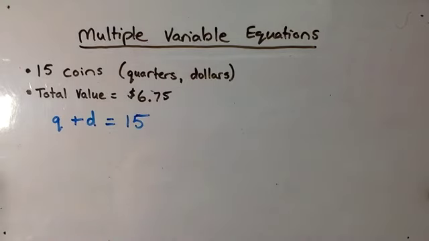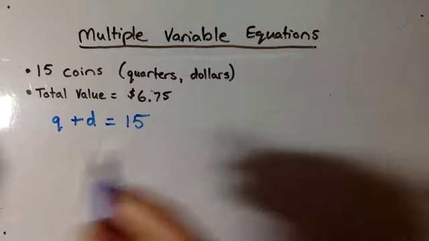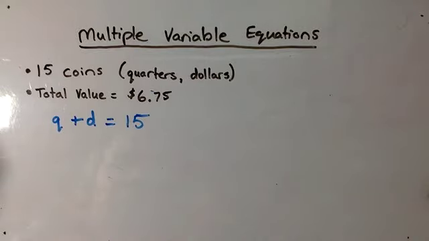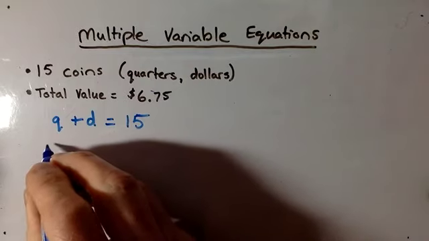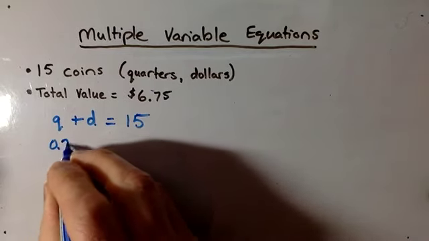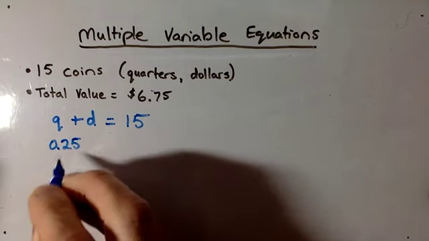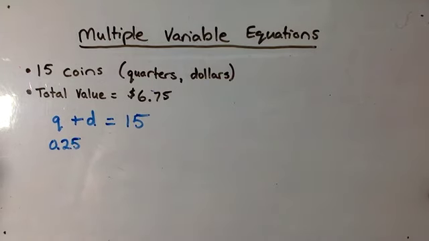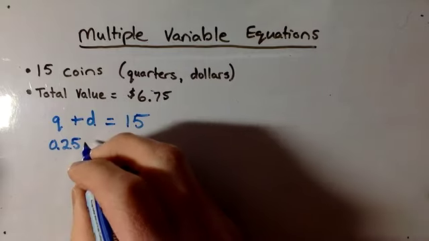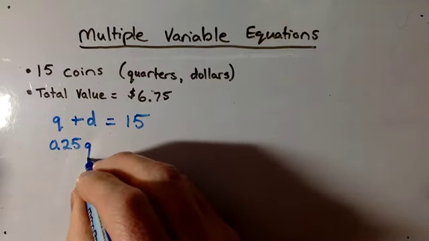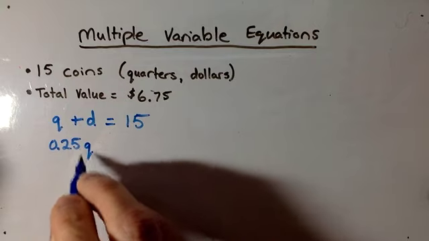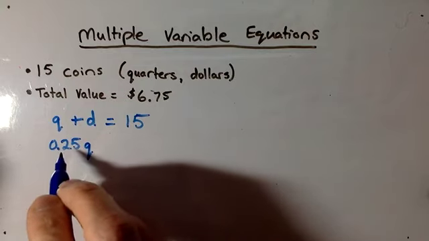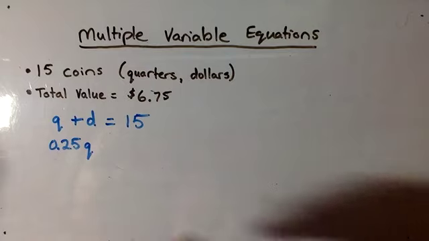What else do we know? Well, we know that a quarter is worth 25 cents. I could write that as 25 cents if I wanted everything in cents, but I'm going to try to put everything in dollars for this example. So instead of 25, I'm going to put 0.25, because 0.25 in dollars is 25 cents, same thing. And I'm going to times that by Q, because if I multiply the total number of quarters by 25 cents, that'll give me a value of money.